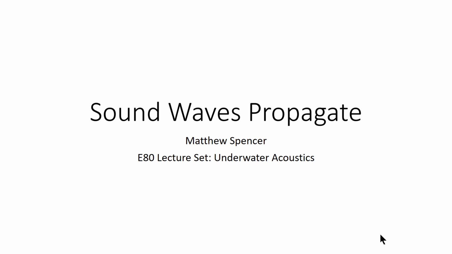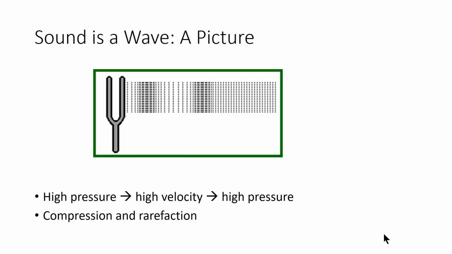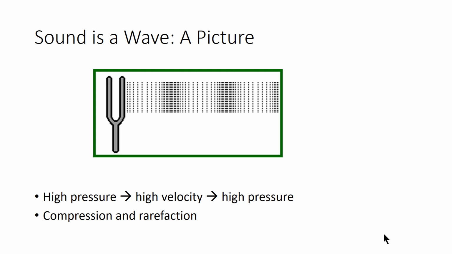In this video, we're going to talk about how sound waves propagate through space. And just as a reminder, propagate is a vocabulary word that means move. We're trying to understand underwater acoustics, which means we need to understand how sound waves move around underwater. The first step in that is to get a picture of what a sound wave looks like. This little animation should help.